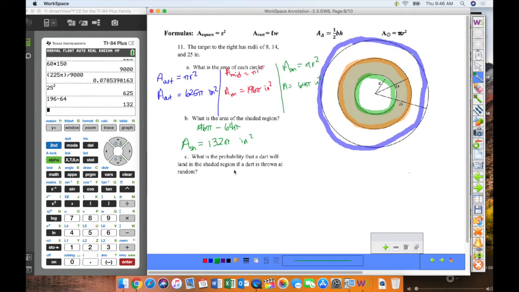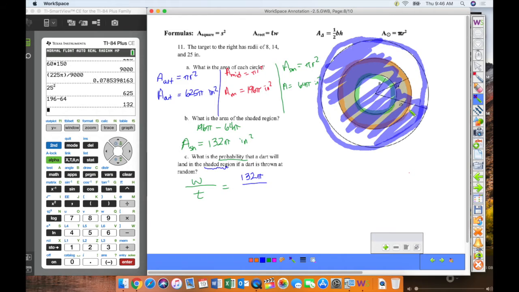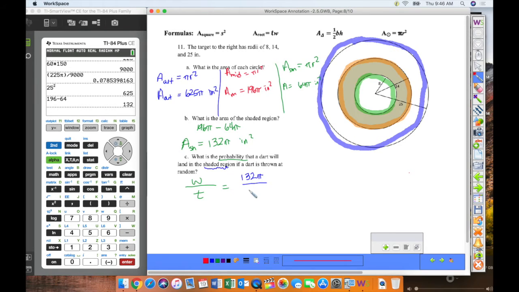They ask, what is the probability that the dart will land in the shaded region if a dart is thrown at random? So they're back to probability again. And remember, probability is what we want to have happen divided by the total. They want it to land in the shaded region, which we know has area 132 pi. The total is going to be the entire blue circle, because that blue target right here, if you turn that around, this is how big it is. It's the entire thing right there. We found its area also. That thing is 625 pi.